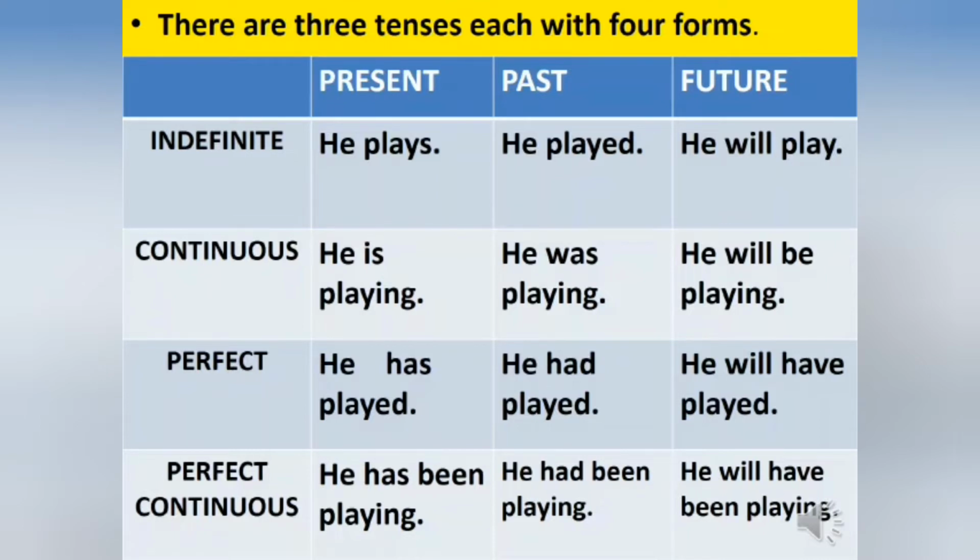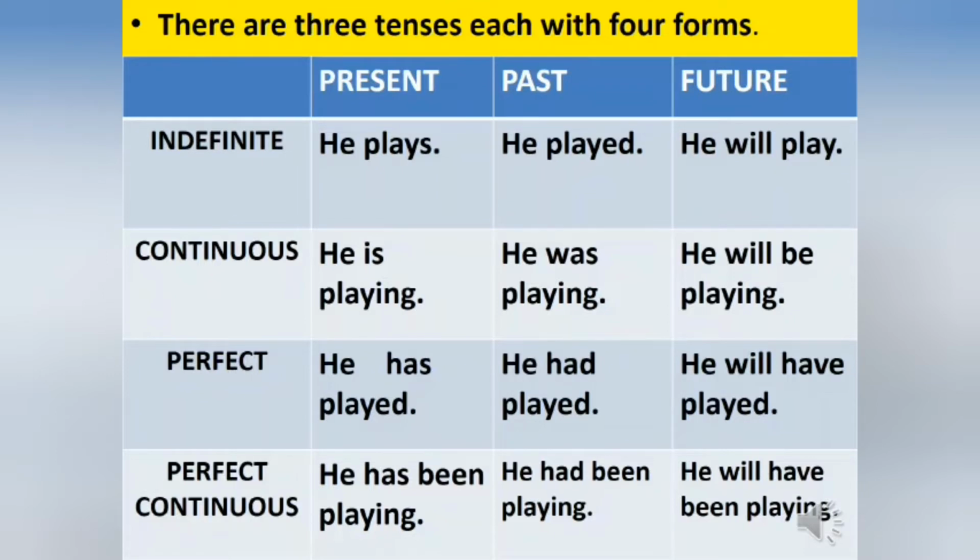Okay children, now see the continuous. He is playing, it expresses an action is actually going on now. Means whatever action is going on now in the present, it is always represented by continuous tense. Now he was playing, it shows that the action was going on at the given point of time in the past. He will be playing, it denotes that at the given time in future the action will be in progress. Okay, children, so in the future it will be in progress, not right now.